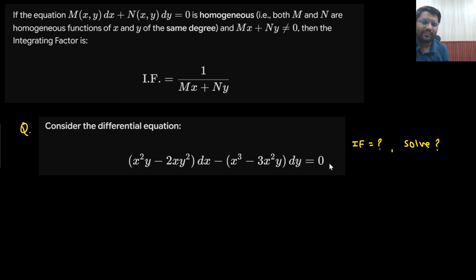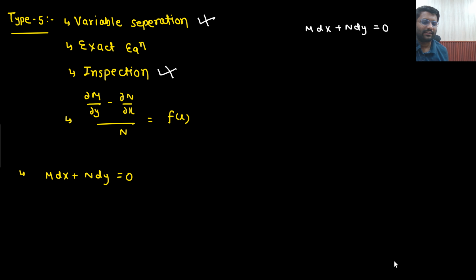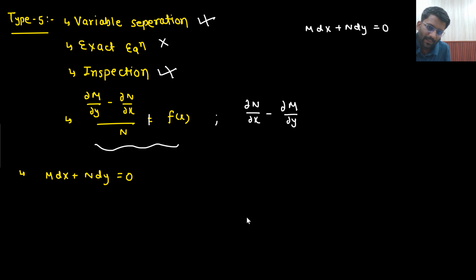Exact equation, I checked that, sir, it is not an exact equation. Then, sir, I checked this particular thing. It was not coming out to be a function of x. Then, sir, I checked this particular thing as well. What I checked? Nx minus my. Nx means partial differentiation of n with respect to x. Partial differentiation of n with respect to x minus partial differentiation of m with respect to y divided with m. It should be a function of y, but sir, this also was not happening.